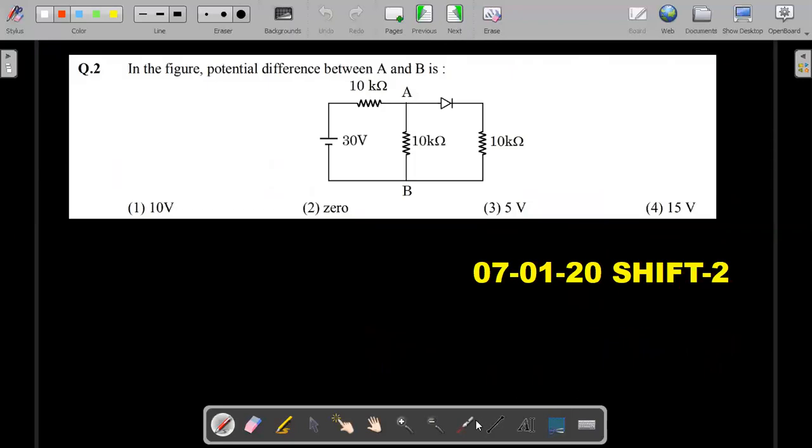Let's move on to the next question. In the figure, the potential difference between A and B is... Now again, any diode question is pretty simple. You have to check whether it is forward biased or reverse biased.